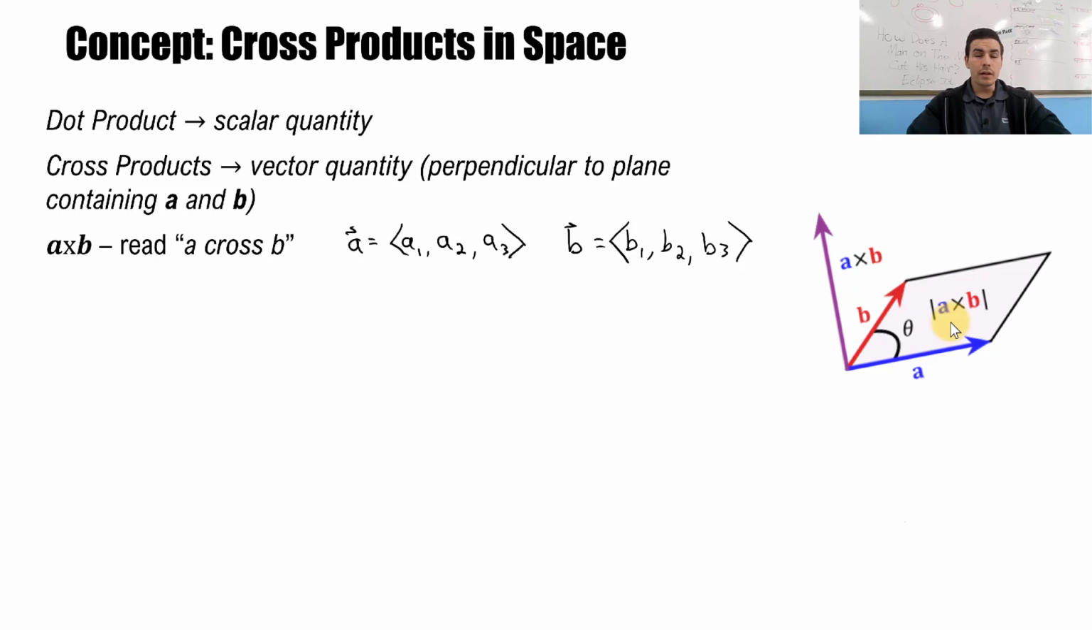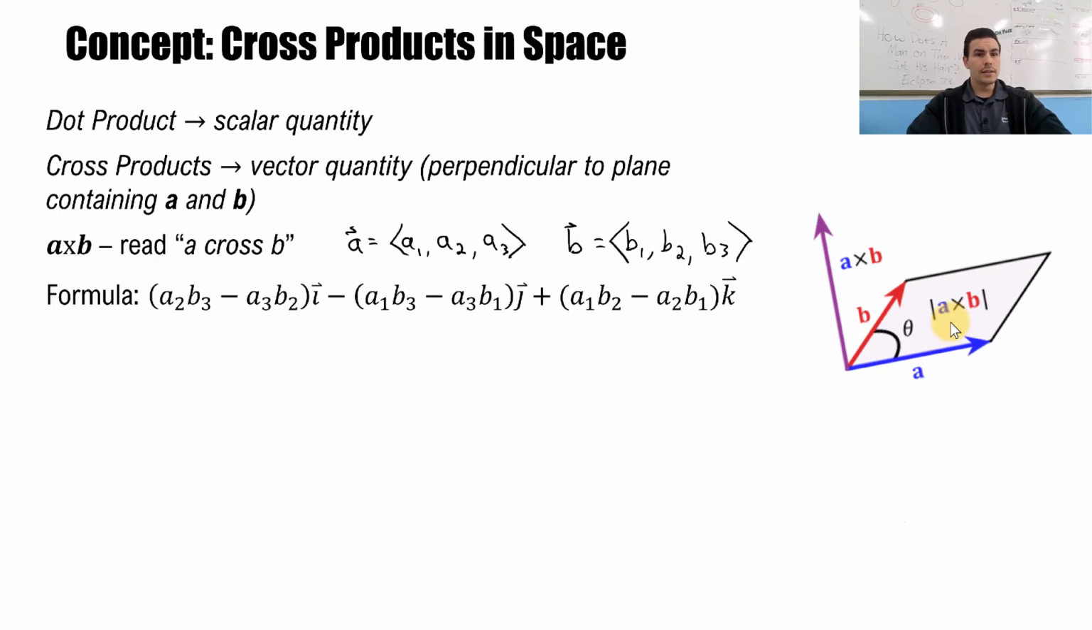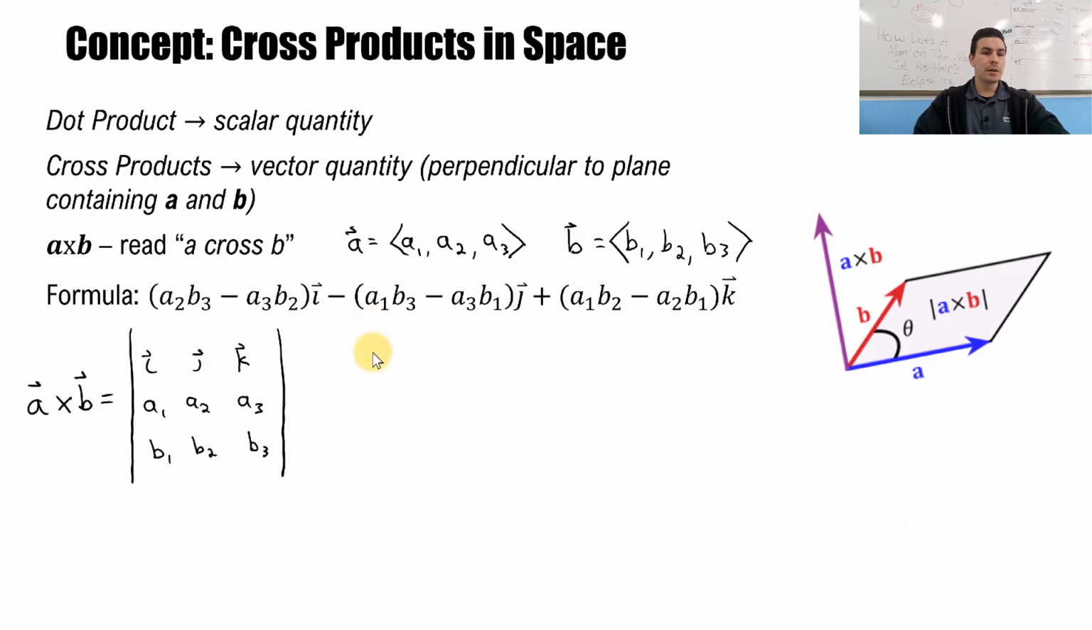Now there is a formula for our cross product. It is quite long, and there's a lot of A's, B's, 1's, 2's, and 3's. So I would recommend you not just memorize this formula and instead understand where the formula comes from. So when I take the cross product of A cross B, since we are in 3 dimensions, I'm going to set up a 3x3 matrix, and I'm going to take the determinant of this matrix.